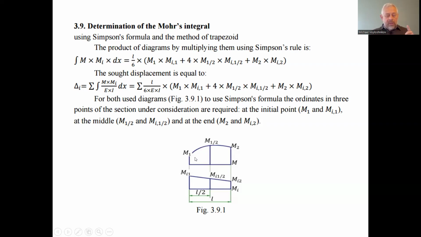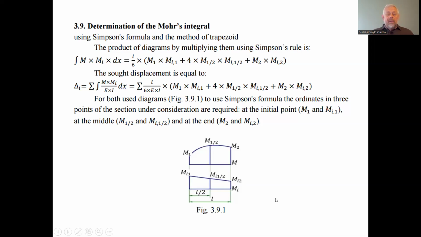We assume that we do not have the mathematical function of these diagrams as a mathematical equation. We have only the magnitudes at the ends and in the middle of the diagrams. And the first factor is the magnitude on the left of one diagram, the diagram of the bending moment of the element of the mechanical system under the action of the external force.